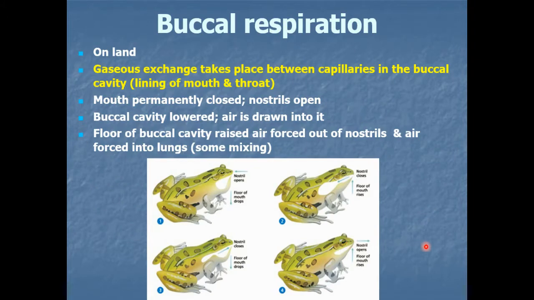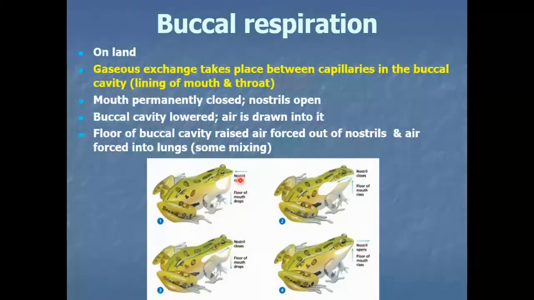Next one, it is buccal respiration. Buccal respiration is simply known as mouth respiration. You must have seen frogs when they are resting on the land, their mouth region moves up and down. It means they are performing buccal respiration. And this type of respiration takes place when the frog is on the land. And the gaseous exchange will be taking place between capillaries in the buccal cavity, that is, lining of mouth and throat.